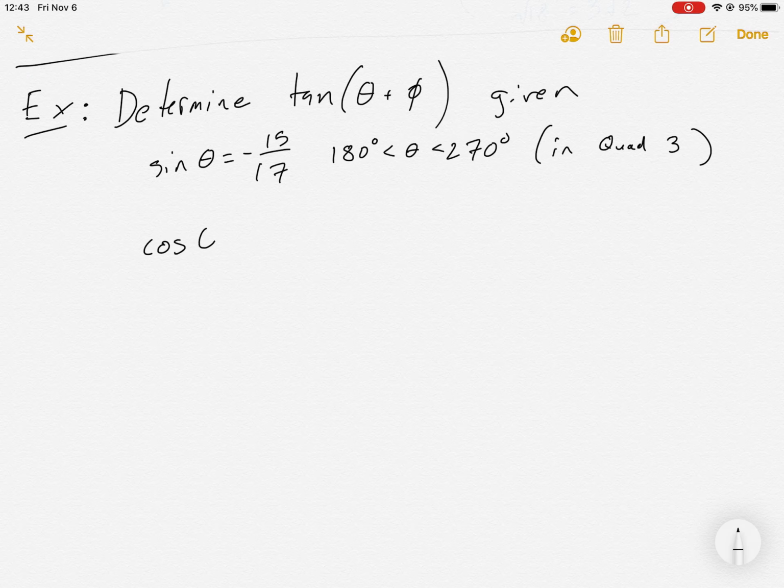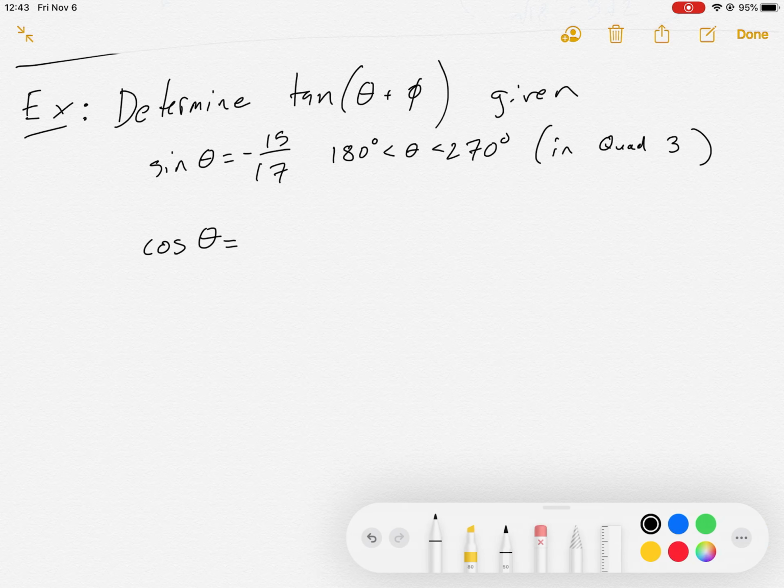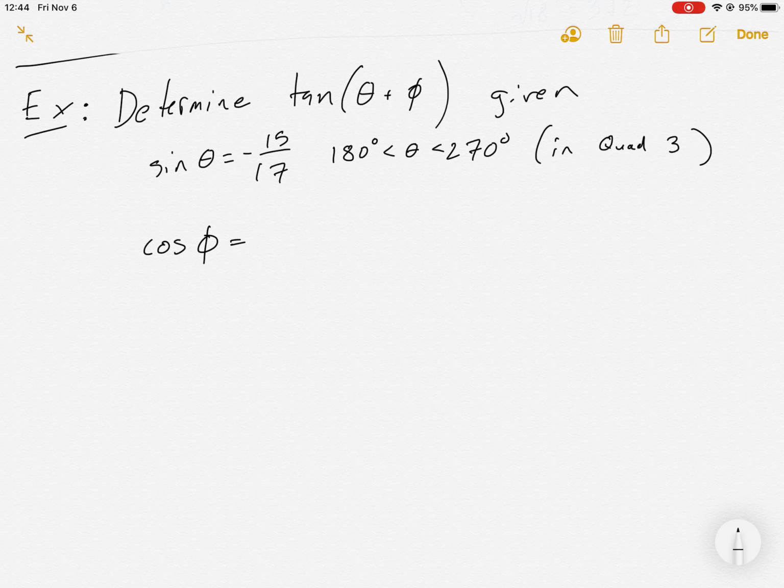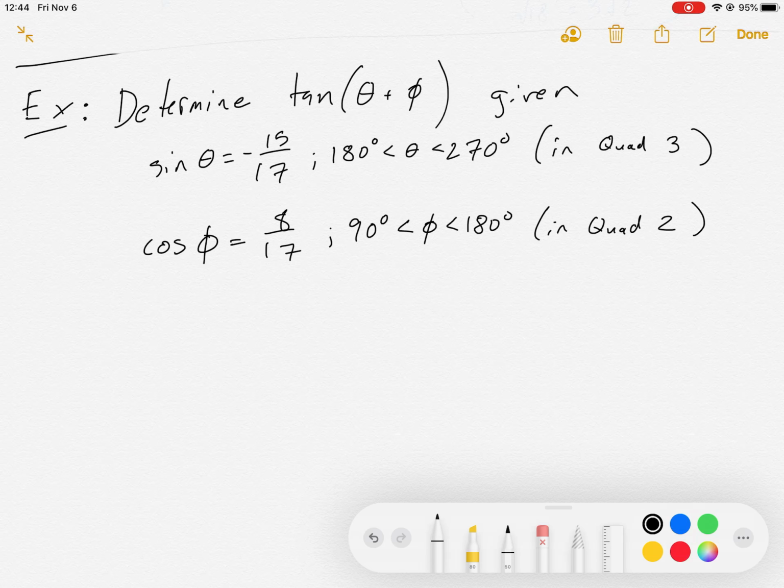And then we'll go with cosine of phi, sorry. Cosine of phi is going to equal 8 over 17, where we'll say 90 degrees is less than phi is less than 180. So that's another way of saying that this is in quadrant 2. If you take a look at your unit circle, you'll probably recognize that. All right, so I have my two pieces of information.